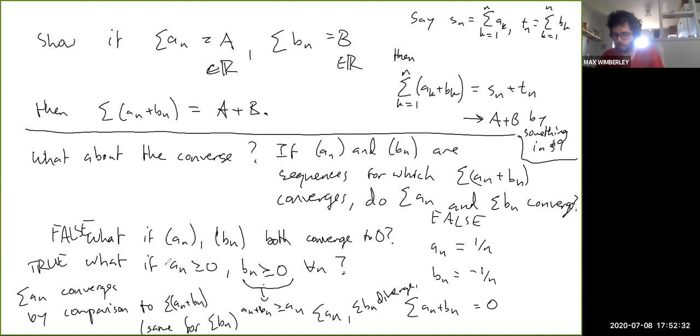Right, so basically here a_n plus b_n in our problem is playing the role of a_n in the comparison test, and a_n itself is playing the role of b_n. So okay, yeah.